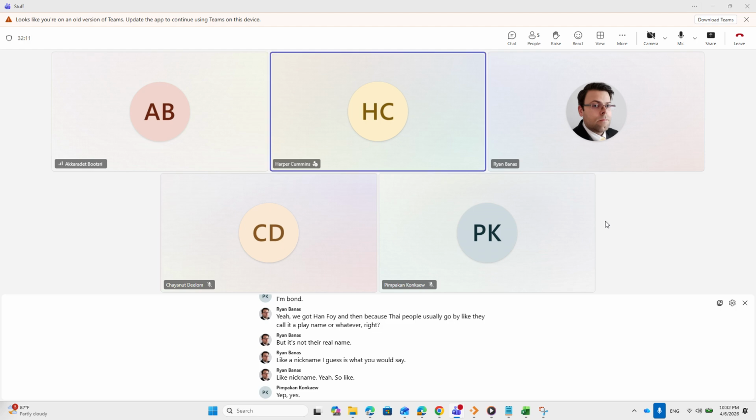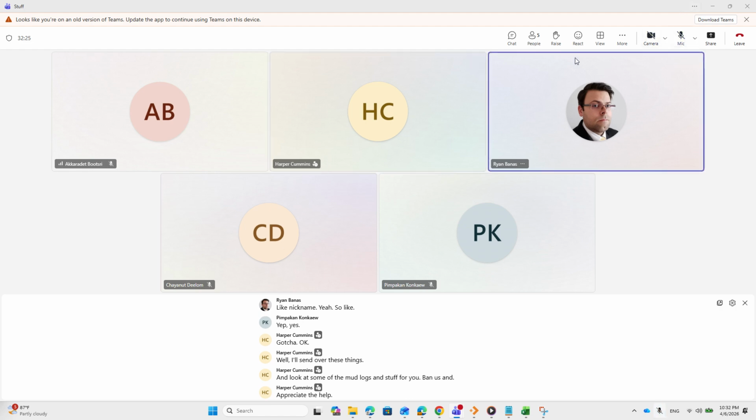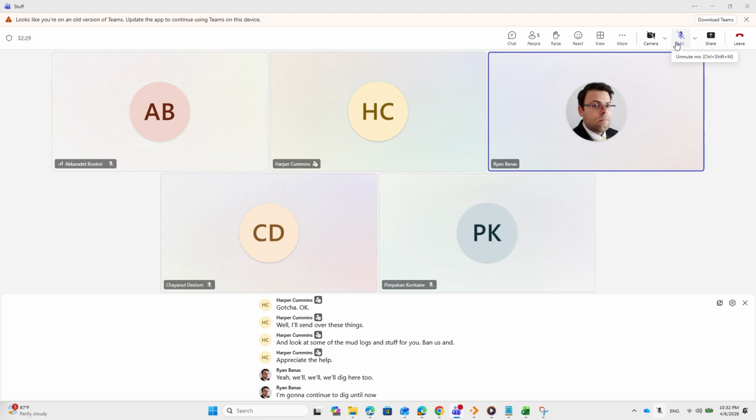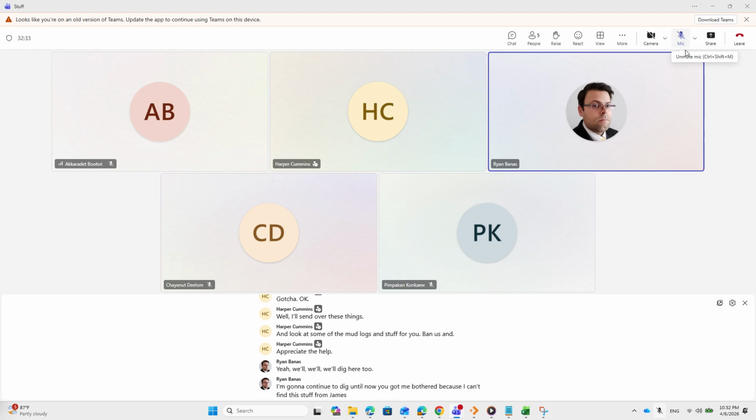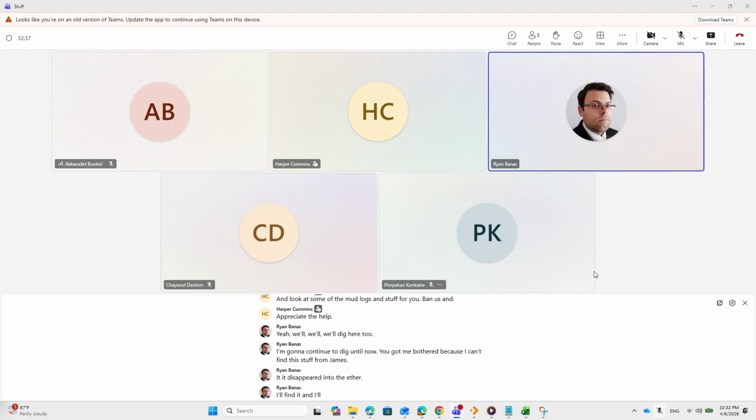Gotcha. Okay, well, I'll send over these things and look at some of the mud logs and stuff for you, Bannis, and appreciate the help. Yeah, we'll dig here too. I'm gonna continue to dig, now you got me bothered because I can't find this stuff from James. It disappeared into the ether. I'll find it, and I'll send it across when I get it.